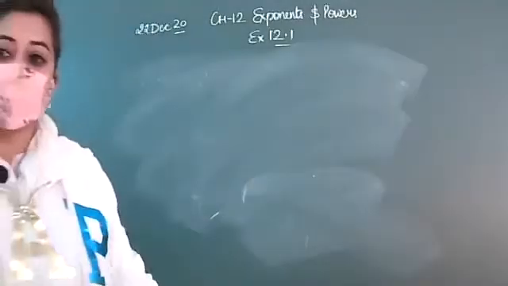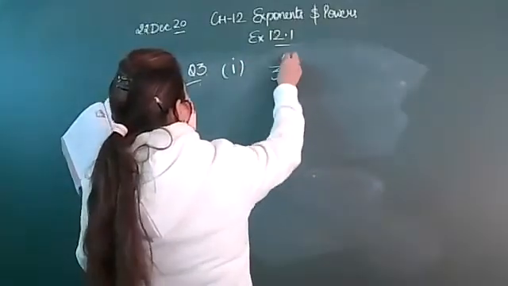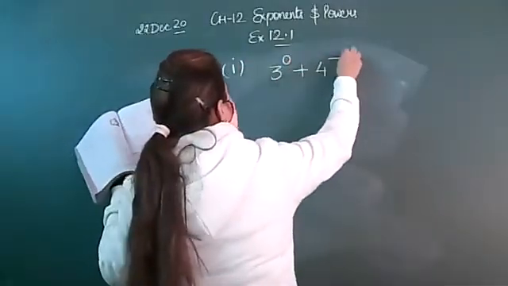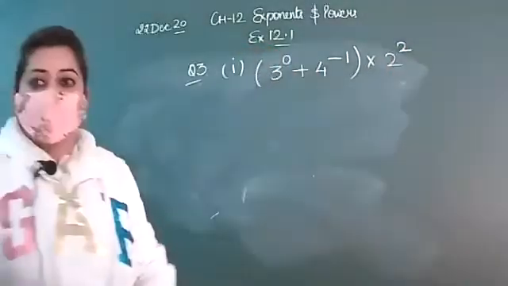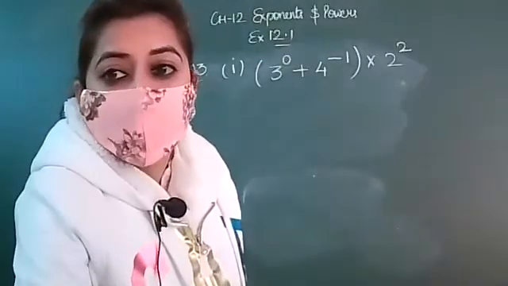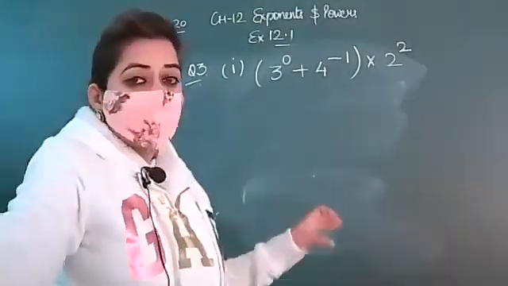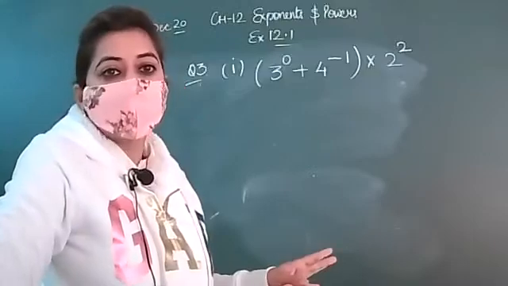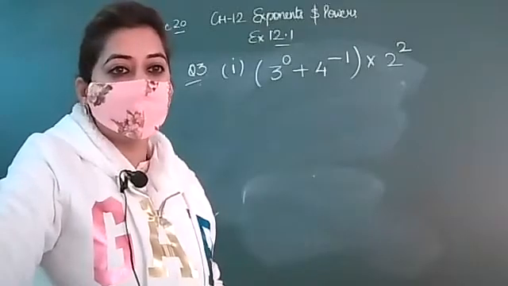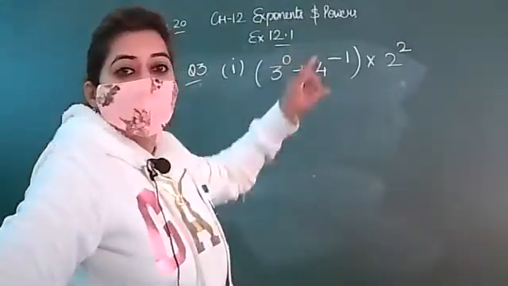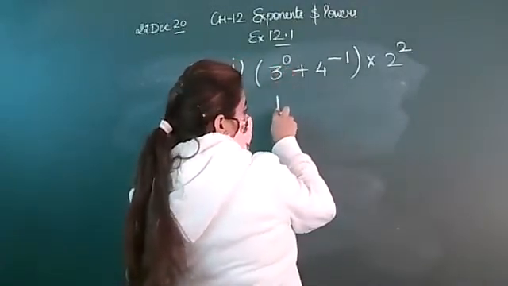Now the next is question number 3. Question number 3, first part is 3 raised to power 0 plus 4 raised to power minus 1, bracket, multiply by 2 raised to power 2. Now, firstly, you have to check the question carefully. Is there any term that you can convert into an easier form? So we have one law: anything raised to power 0 is 1. So 3 raised to power 0 will give you 1. So you will write the law here. You will write the value of this term as 1.